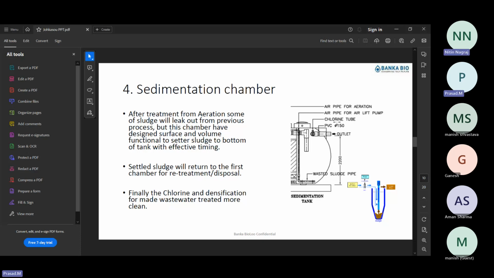But someone may suggest, people having a mindset, no, we require sand and carbon. So you tell them, sir, for gardening application you don't require that much water quality. Whatever outlet comes out from the Johkasou will be fine enough for giving this water directly for gardening purposes.